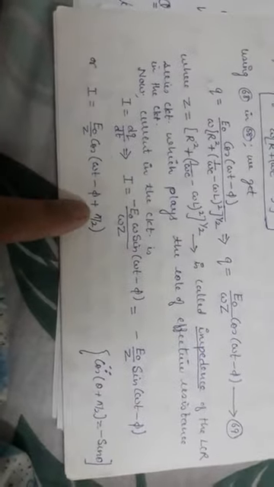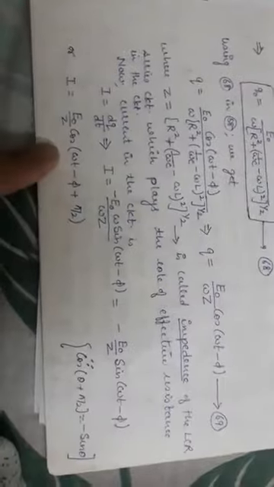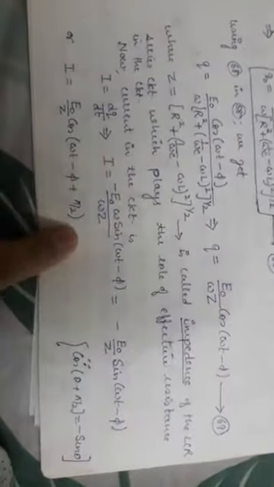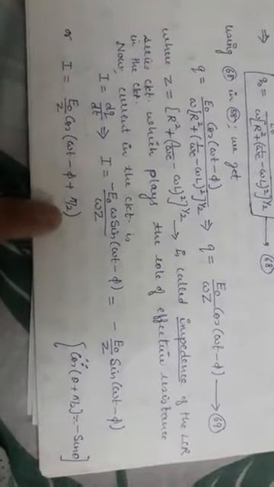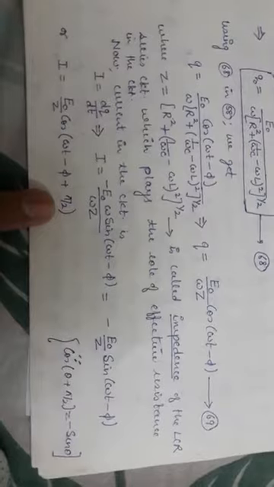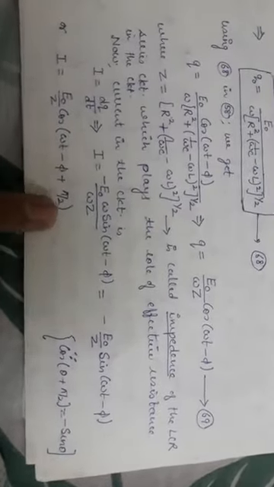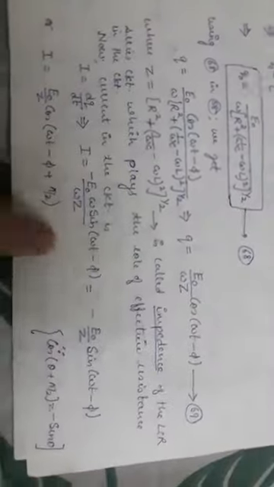From this expression and that expression, it is very clear that the current I and the charge Q are not in phase with each other. In fact, current is leading the charge by an angle of pi by 2. Or in other words, you can say the current runs faster than the charge. Current is always ahead of the charge by an angle of pi by 2.